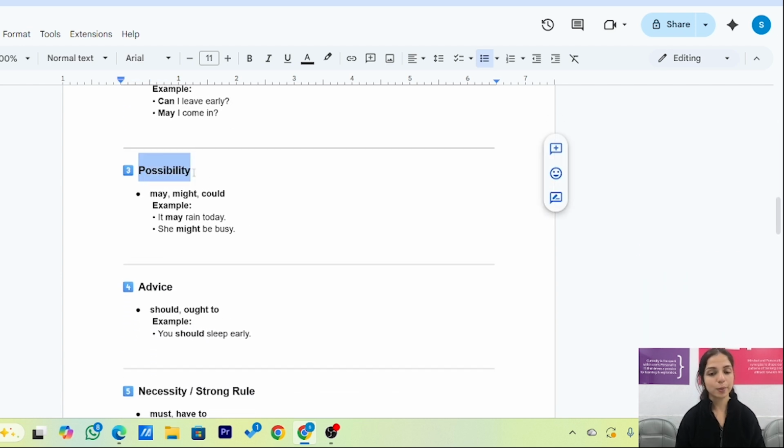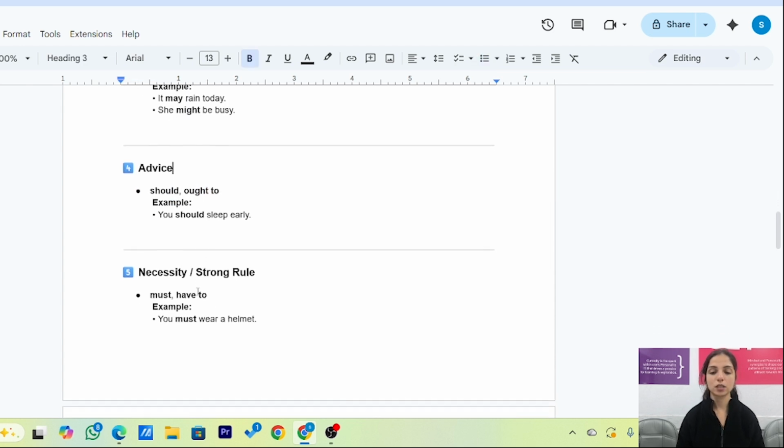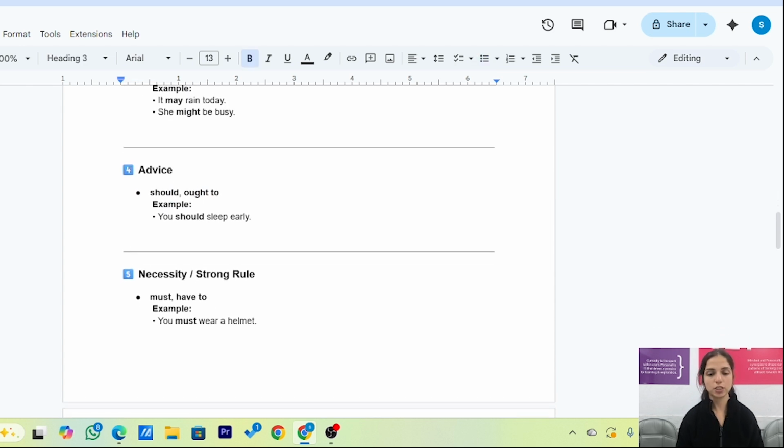Third is possibility. Possibility matlab chances. So words like may, might, could help you to know कि कितनी possibility है, and how much is the possibility of this particular thing to happen. Example, it may rain today. It is a very basic example for may. शायद आज बारिश हो. So again, you are not sure, but there are chances. So you say it may rain today. Next is, she might be busy. हो सकता है वो busy हो. Again, there are chances कि वो busy हो. So you use might to show the possibility of the particular situation.